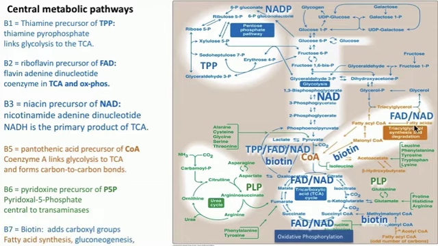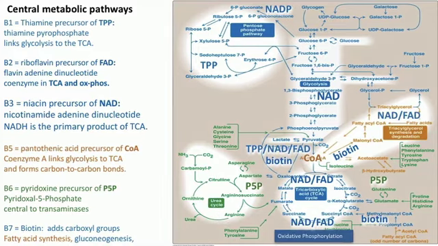Biotin is needed for fatty acid synthesis. It's needed in some amino acid degradation, and it also plays a role in gluconeogenesis, carbohydrate metabolism. Throughout the entire central metabolic pathways chart, we see we need these coenzymes. What do they do? They transfer energy from one form into another.